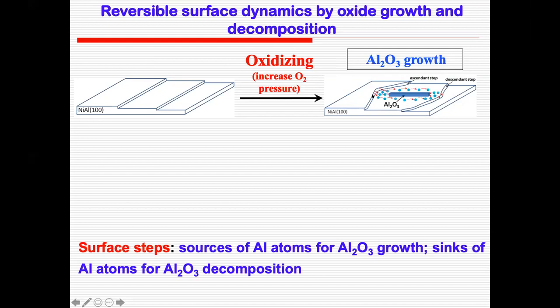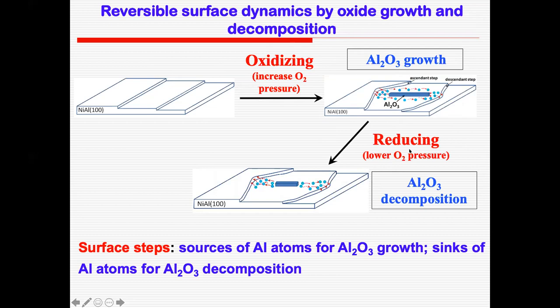Now if we lower the oxygen pressure, this makes the oxide unstable, so the oxide starts to decompose. The decomposition process releases a lot of aluminum atoms, and those atoms can go back to the step edges, making the step edges debunch. So the entire process is reversible. We have reversible surface dynamics by controlling the oxygen pressure, increasing or lowering it. This tells us surface steps are the sources of aluminum atoms for oxide growth, and the sinks of aluminum atoms when the oxide decomposes.